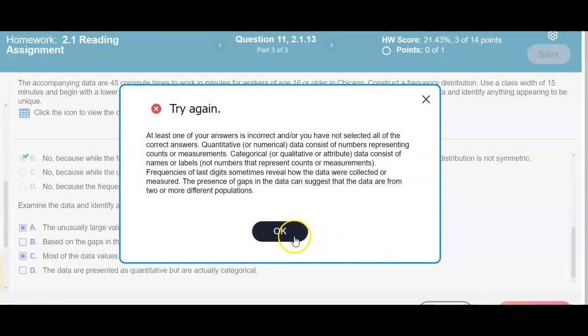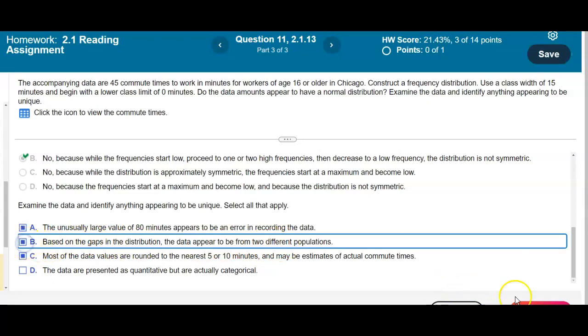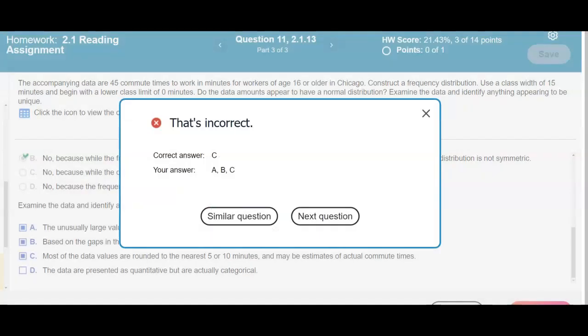And it says at least one of our answers is incorrect. So therefore, again, we want to make sure, are there any gaps? This says the data are presented as quantitative, but that's not true. Now, does their data appear to be from 2 different populations? Are there gaps? Well, let's go ahead and click on that. And the answer is C.